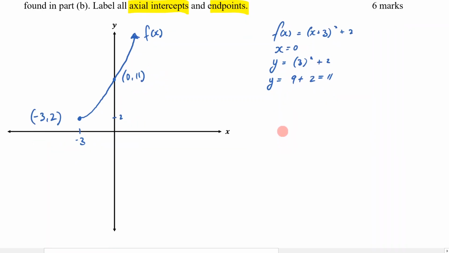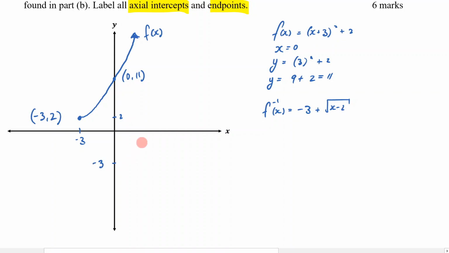If we now come to our inverse, remember our inverse was -3 plus the square root of x minus 2. So that means I'm going -3 down, I'm going 2 across, so it's going to be about here, and then it's just the positive part of it, so it's going to look something like this. Please draw it neater than I draw it. It's going to look something like that, and hopefully you can see by looking at this, because remember the inverse means it's reflected across y equals x, that this right here is simply going to be -11, 0. Sorry, not -11. It's going to be 11, 0.